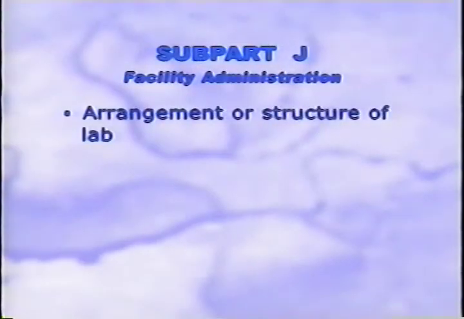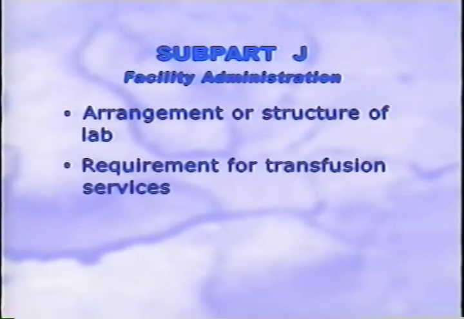Okay, we've had an excellent overview of the final CLIA quality system rule. The members of the regulation team did a wonderful job of giving you the requirements in a nutshell. So let's just take a moment and go over some of the highlights. We now have a facility administration section, subpart J. This section speaks to the arrangement or physical structure of the laboratory. It also includes a standard for transfusion services.